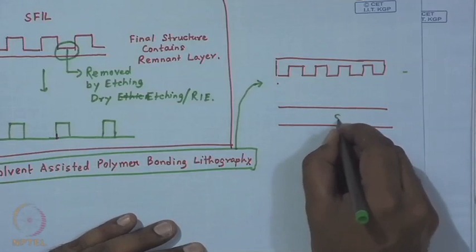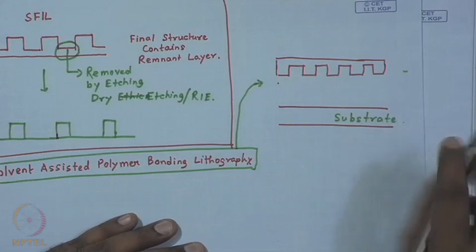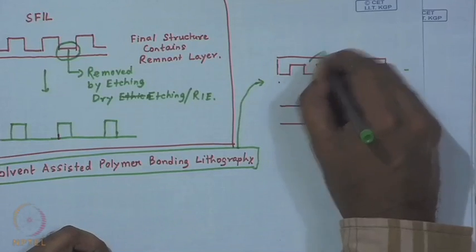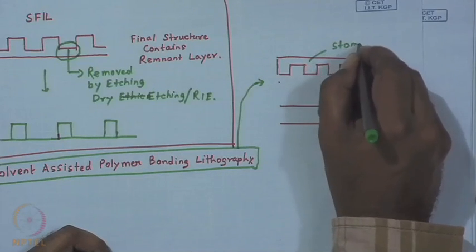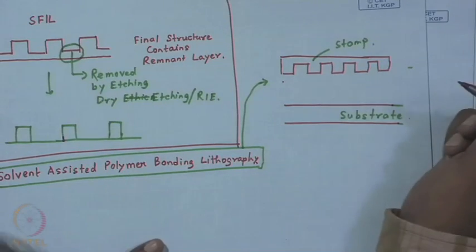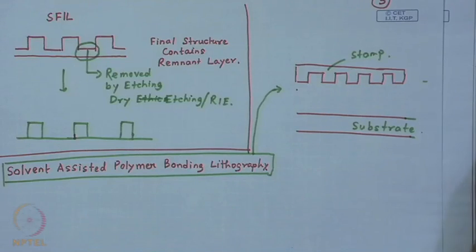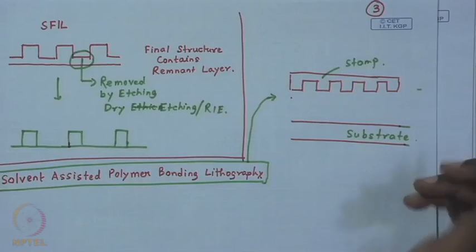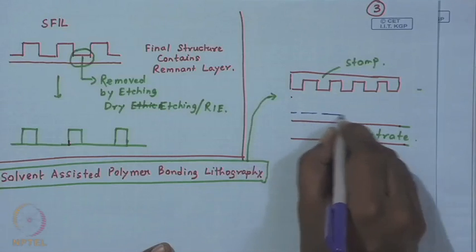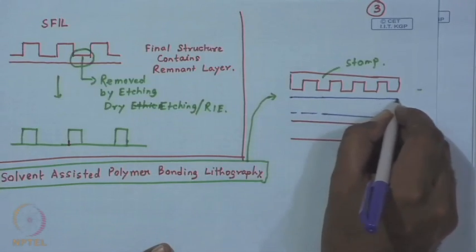So, this is your substrate, which can be any standard rigid substrate like a silicon wafer or glass or quartz or whatever. This is your stamp, and you can work with a PDMS stamp here again, unlike in SFIL where you require a specialized UV transparent stamp. So, all we do here is we coat the substrate as well as the stamp with a layer of polymer.